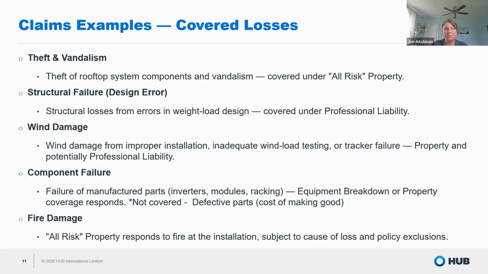So structural losses from errors in a weight load calculation in the design is one, but we've also seen claims where we've had a design of a system that didn't take certain shading into consideration from HVAC equipment, so roof furniture having impact on the design, or ballast systems not necessarily being enough. And if you don't have contracts in place with your subcontractors and your engineers and the folks doing this due diligence, you can find yourselves uncovered for some of these liabilities and on the hook for those.